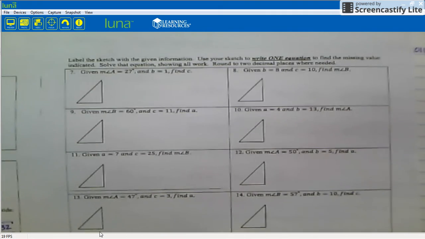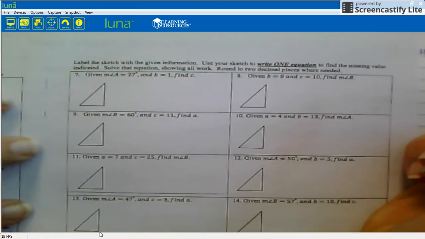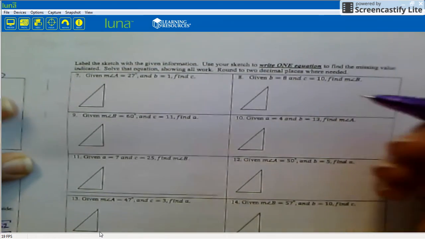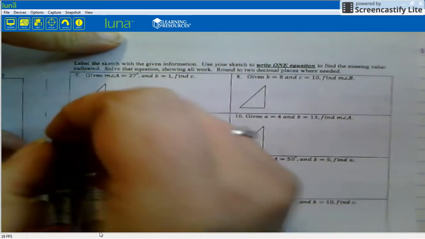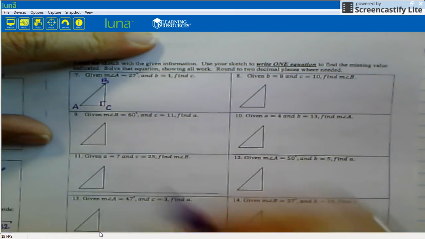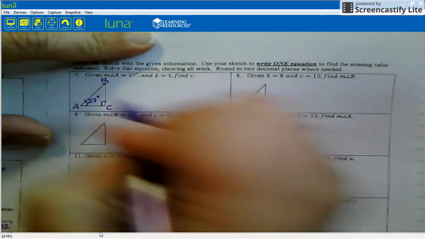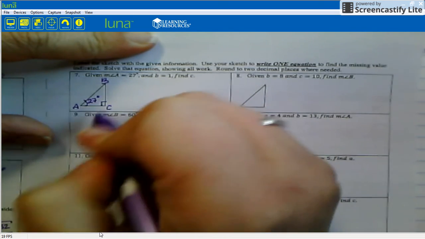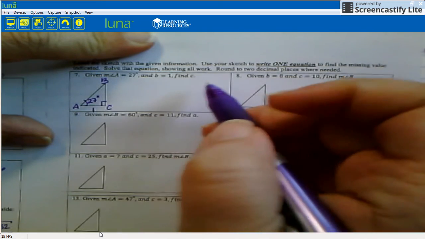Okay, on the right-hand side of the same handout, we'll take a look at some of these problems just to get you started. In number 7, it says, given that the measure of angle A, so I have A, B, C. C is my right angle. The measure of angle A is 27 degrees. And little b is 1, so the side opposite B is 1. It says find little c.